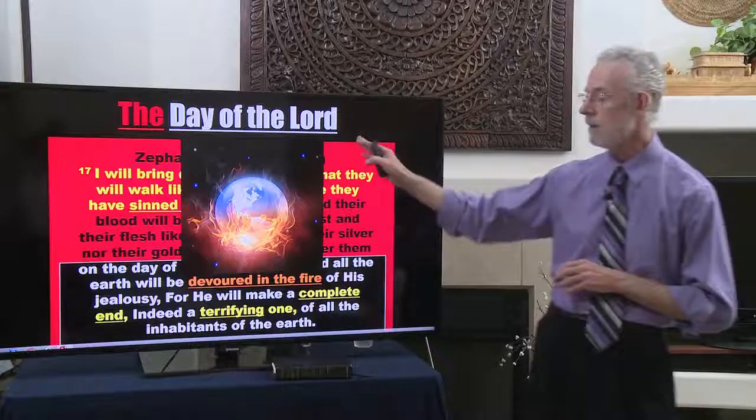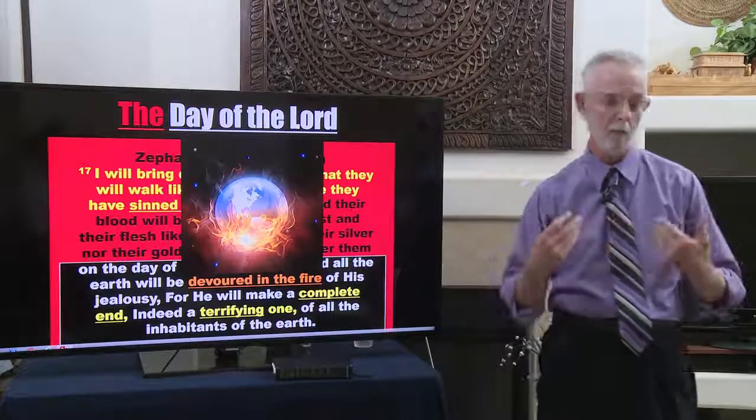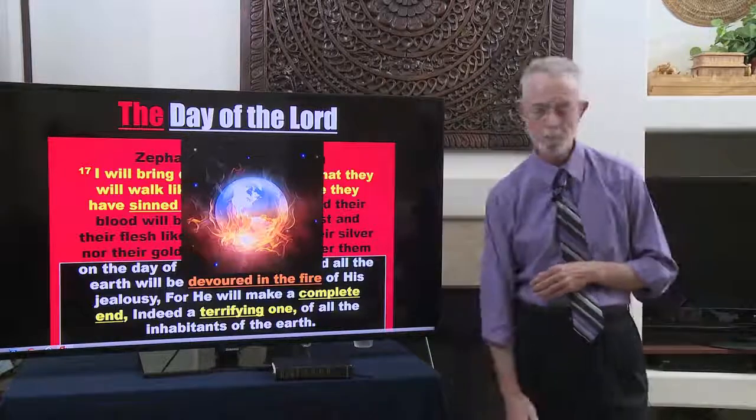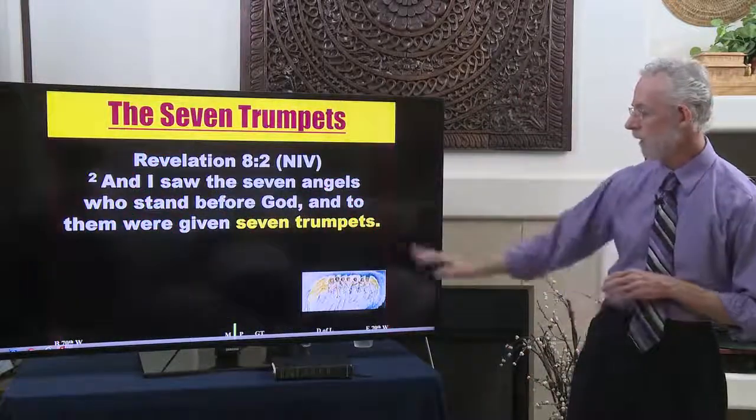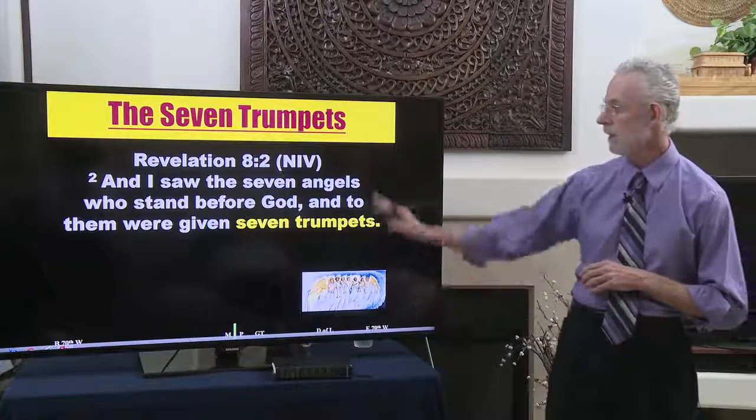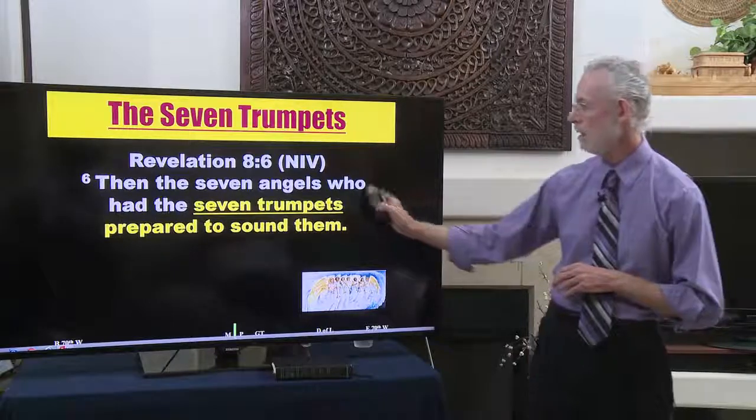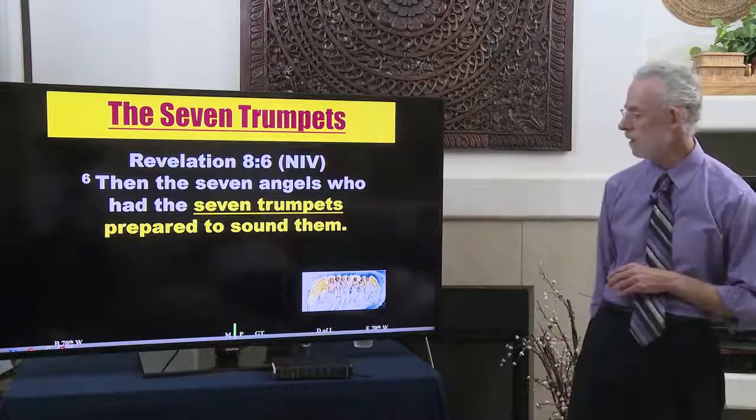But there will come a day, the day of the Lord, when God says, I've had enough, and I'm coming back to reclaim my planet, and I'm going to burn this one up. So this is coming, and God tells us how he's going to do it. God's wrath is going to start with the 7 trumpets. John said, I saw the 7 angels who stand before God, and they were given 7 trumpets, and the 7 angels who had the 7 trumpets prepared to sound them.